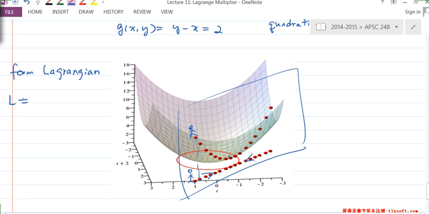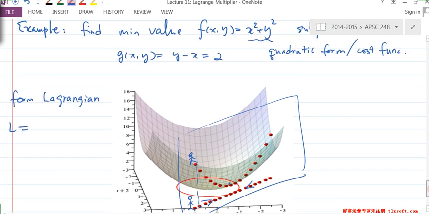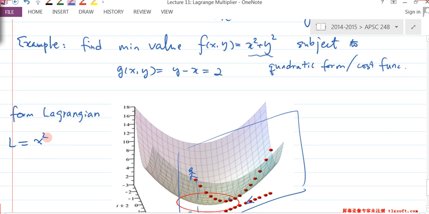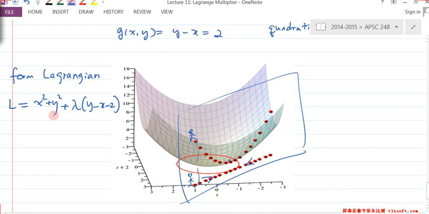Okay. What's the Lagrangian in my case? The Lagrangian is f of x, y, so x squared plus y squared, plus the Lagrange multiplier times the constraint. The constraint is y minus x minus 2. Now, the minus 2 sometimes doesn't matter, but let's use y minus x minus 2 there. Once we have the Lagrangian, the next step is del L equal to 0.